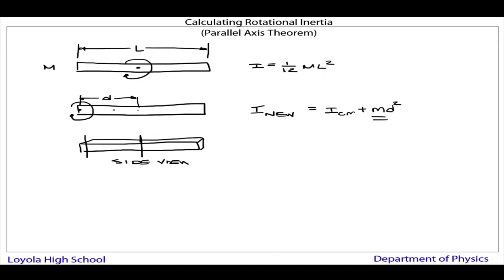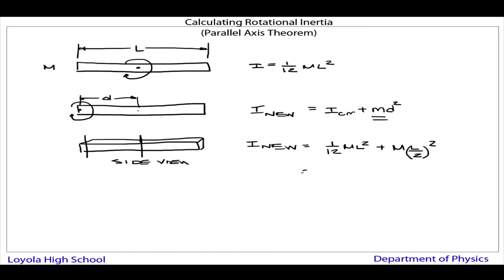Okay, but I could put it anywhere. I could put it halfway, quarter way, third way. I could put it anywhere in between here. I just have to know that distance. So if I do that, I can quickly calculate a new rotational inertia about the new rotation axis, the one parallel to it, which is, in this case, 1/12 m L squared plus the fudge factor, so the mass is m, and the distance is L over 2 quantity squared, because I moved it halfway across.